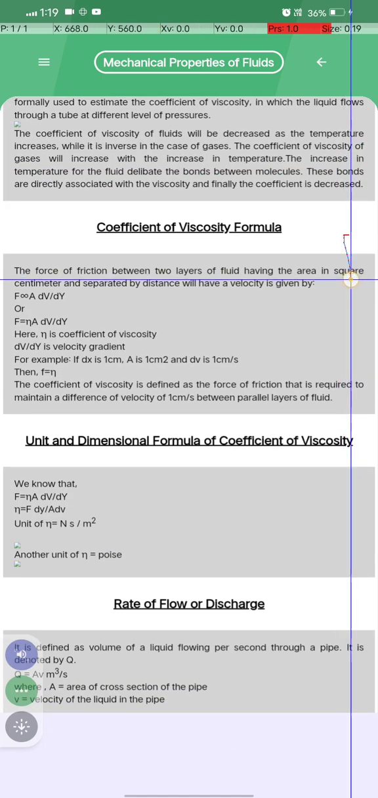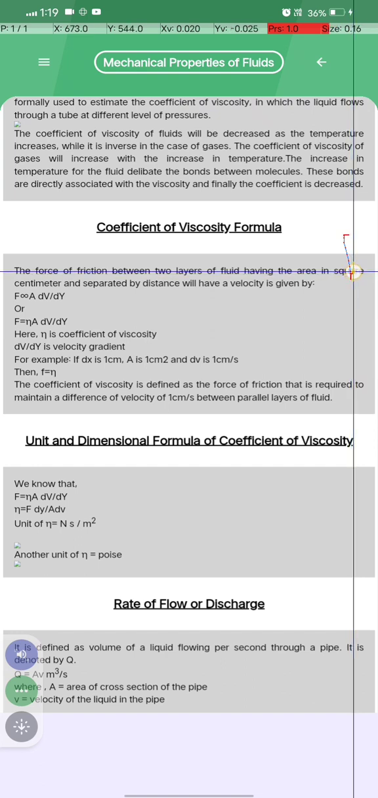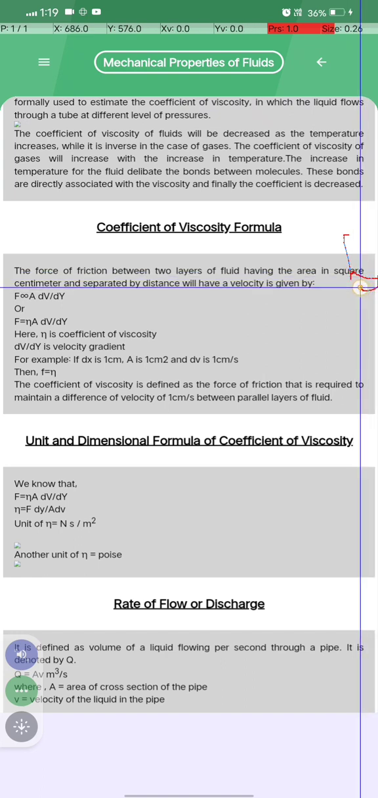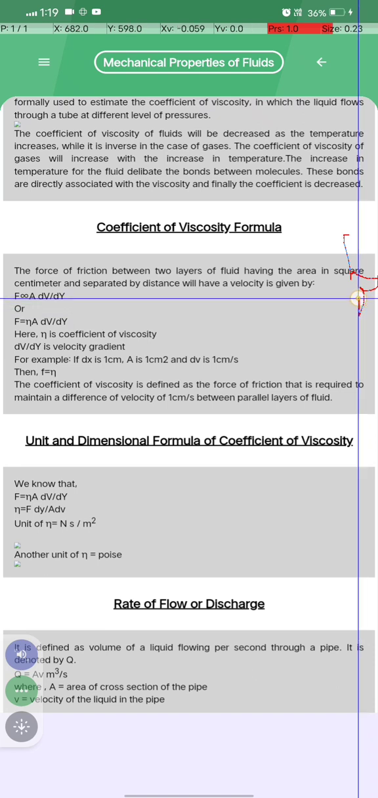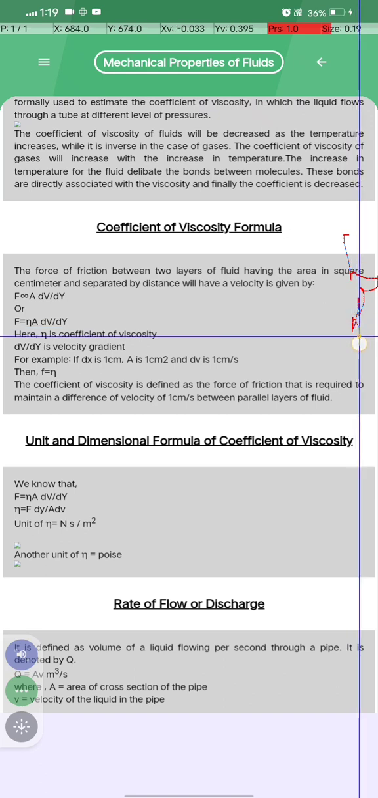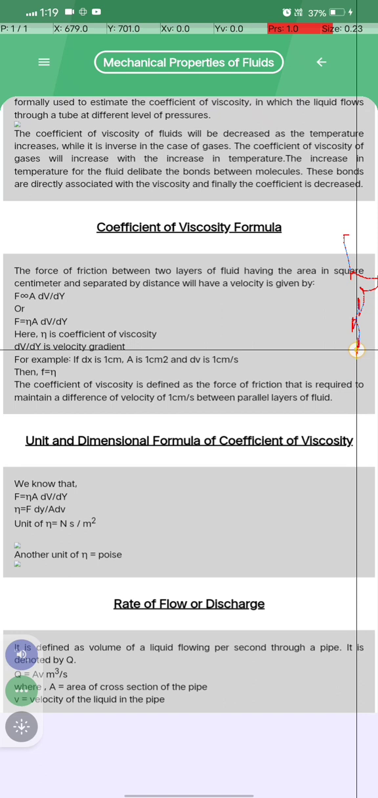Coefficient of viscosity formula: the force of friction between two layers of a fluid, having area A in square centimeters and separated by a distance dy, is given by F = ηA dv/dy. Here η is the coefficient of viscosity and dv/dy is the velocity gradient.